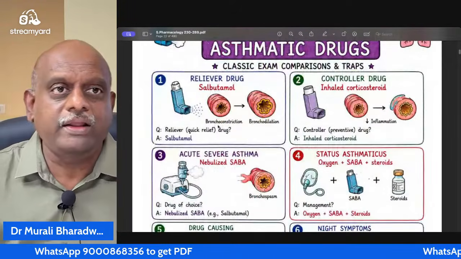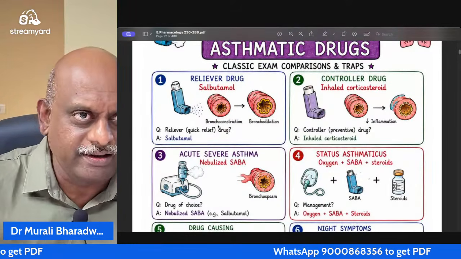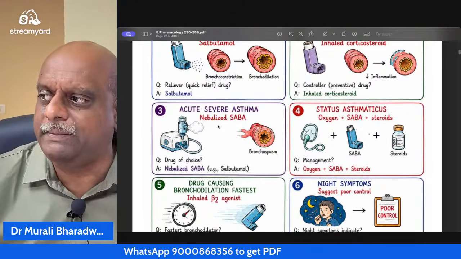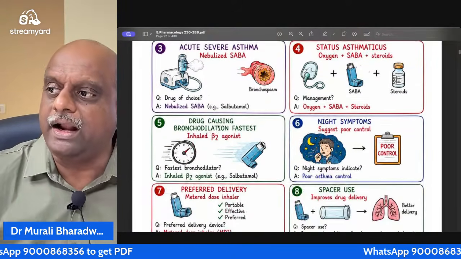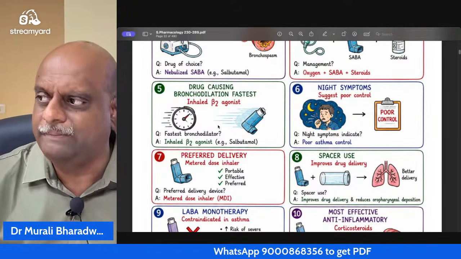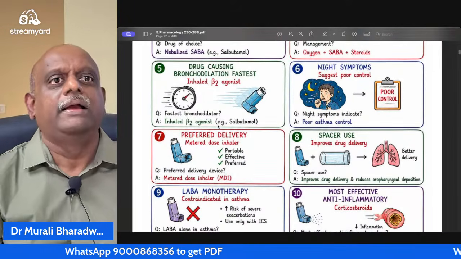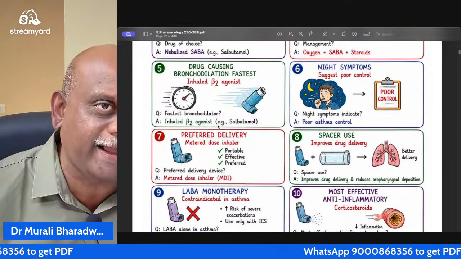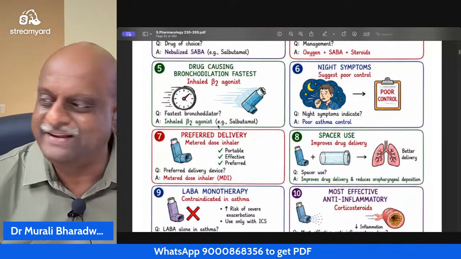So, doctor, what is the reliever drug? Always beta 2 agonist in acute asthma. What is the controller drug? Steroids, which decrease inflammation. Acute severe asthma, nebulized SABA. Status asthmaticus, oxygen, SABA plus steroids. And the drug causing bronchodilation fastest is always an inhaled beta 2 agonist like salbutamol. And night symptoms of nocturnal asthma are better controlled by using a leukotriene antagonist, is what you need to remember. Montec LC, montelukast, everybody knows, even grandma knows that.